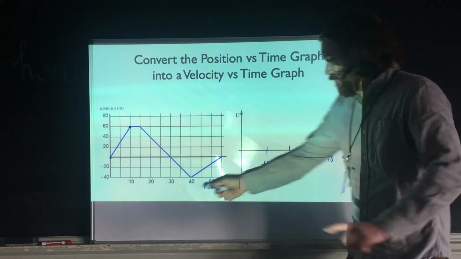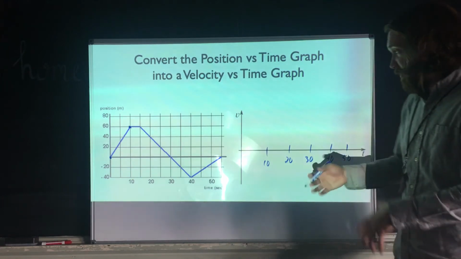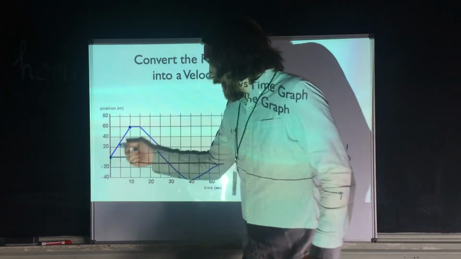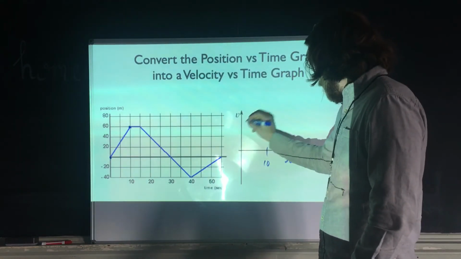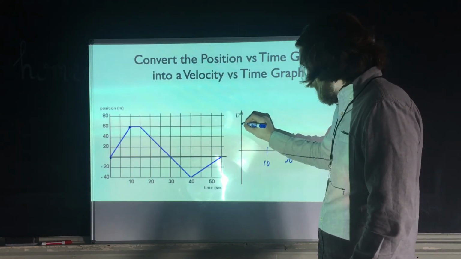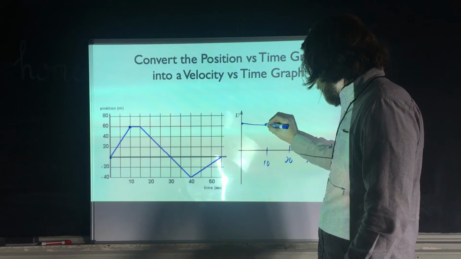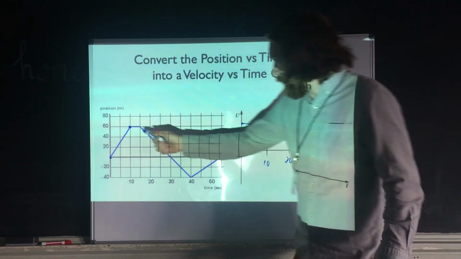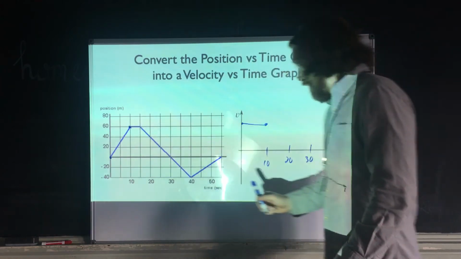Because the time values are the same, we're looking at the same time, just different viewpoints. So here we have a positive slope, which means I'm going to have a positive velocity from 0 seconds to 10 seconds. Okay? We can calculate it, but again, I just want you to see it. Here we have a flat line, which means we have 0 slope.